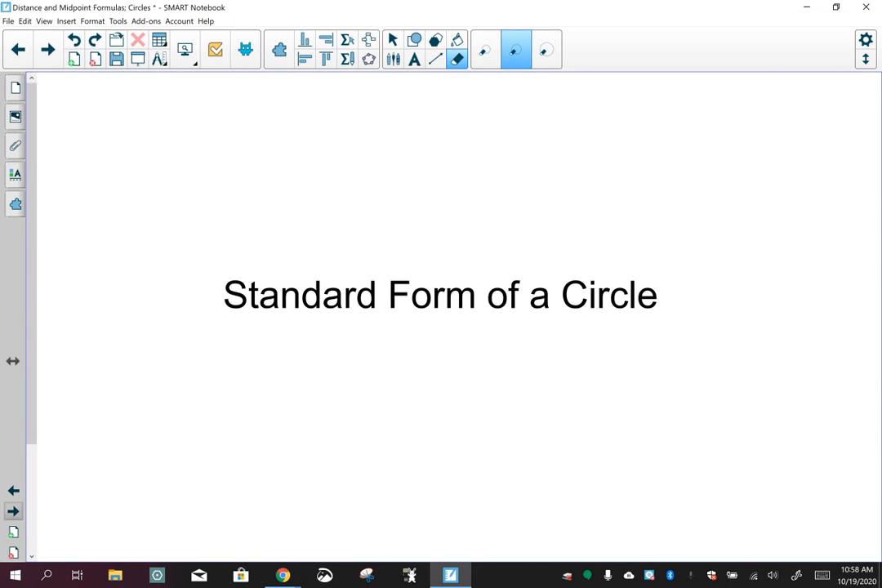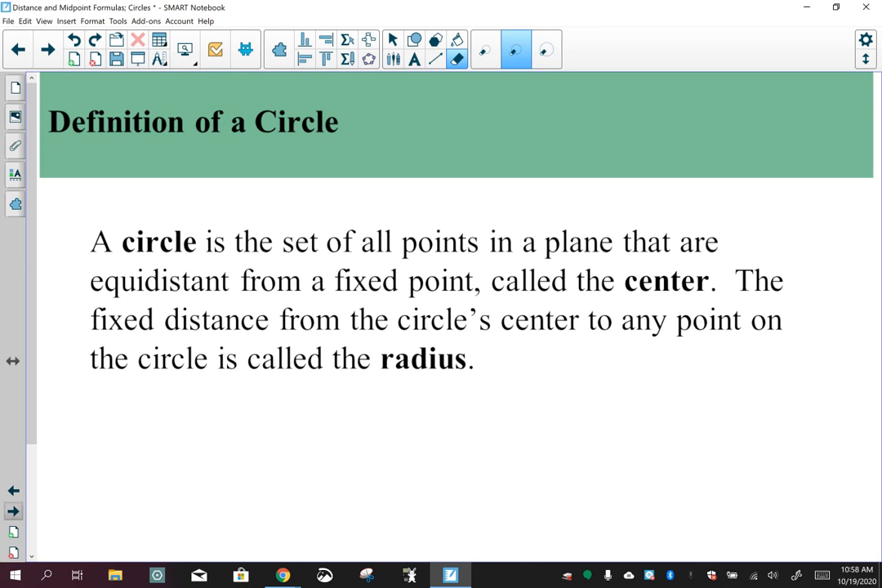Let's move on to circles. So we're going to start off in standard form. So first off, a circle. A circle is a set of all points in a plane that are equal distance from a fixed point called the center. The fixed distance from the circle's center to any point in the circle is called the radius.